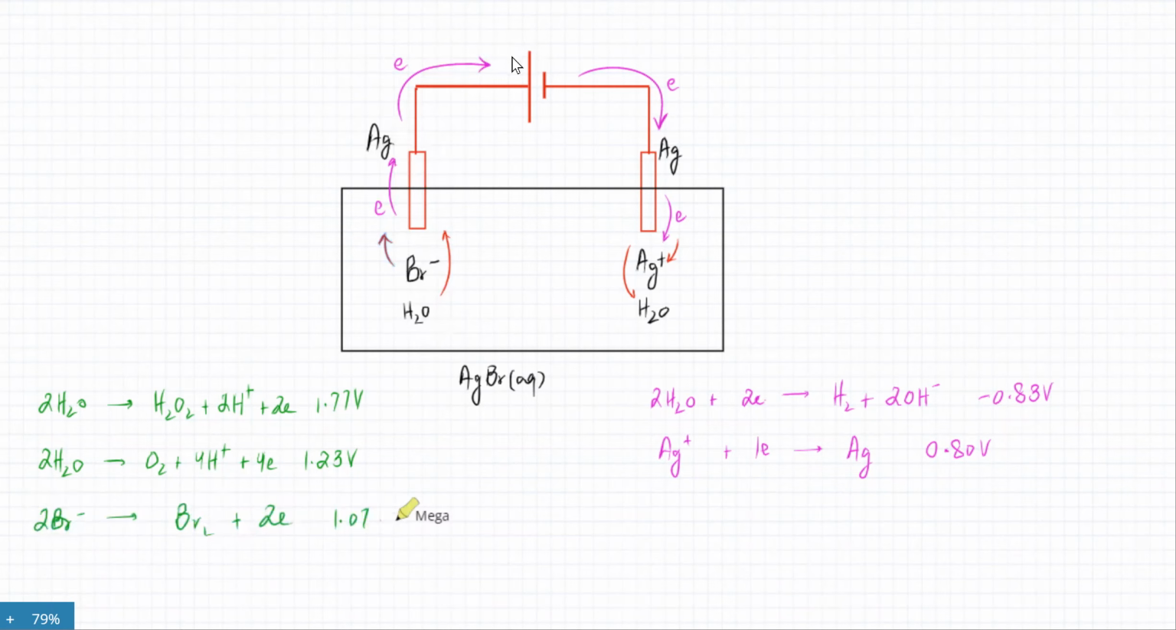But this part is clear, right? Ibrahim, is this clear?